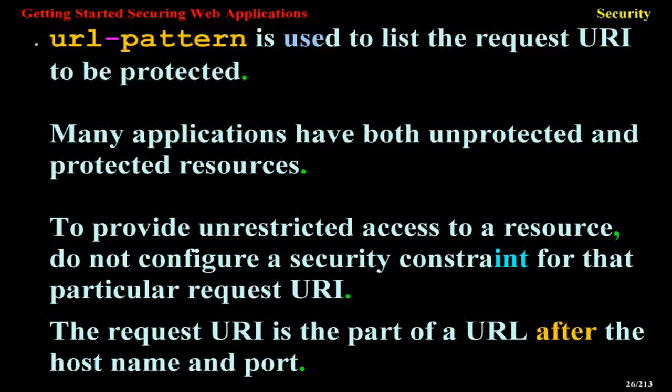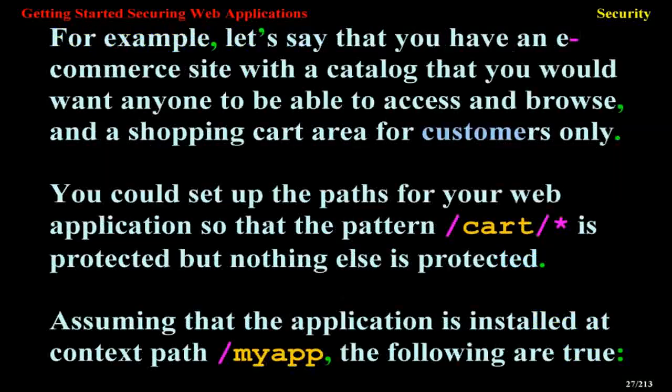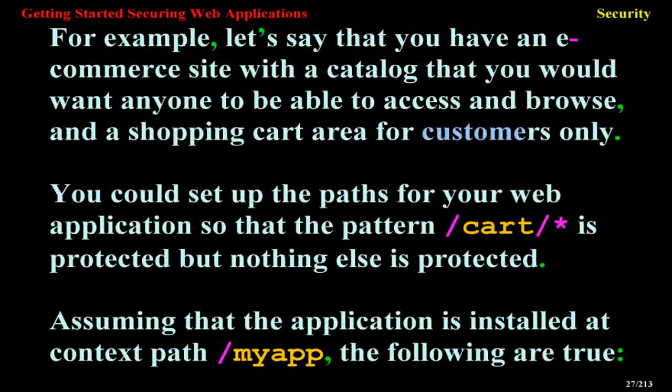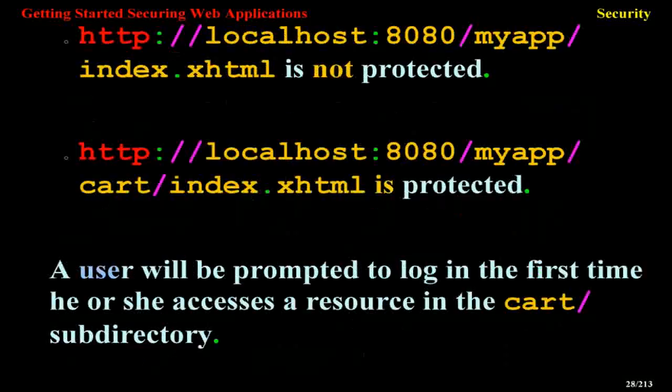The request URI is the part of a URL after the host name and port. For example, let's say that you have an e-commerce site with a catalog that you would want anyone to be able to access and browse, and a shopping cart area for customers only. You could set up the paths for your web application so that the pattern cart is protected but nothing else is protected. Assuming that the application is installed at context path myapp, the following are true.